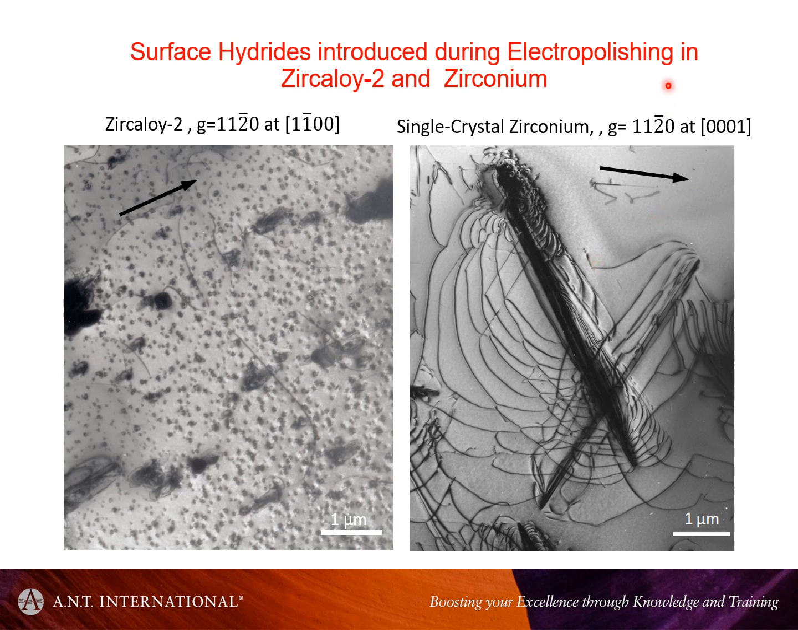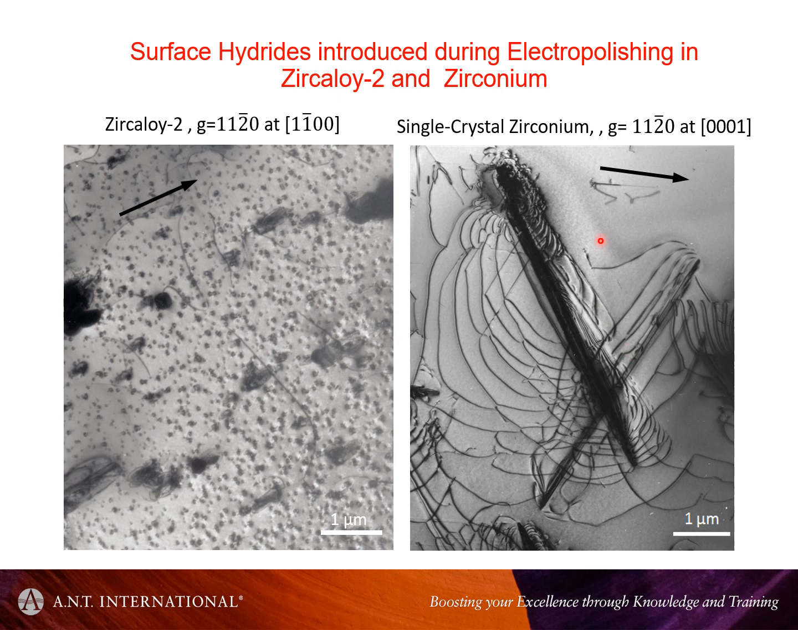Here's another example. This is something I made up specifically to answer people's questions about artifacts that are produced. This is typically what you get in zircaloy 2 at a particular orientation. You get these splatters of what looks like damage, but it's actually little hydride precipitates on the surface. And if you have a single crystal, you get much bigger hydrides.